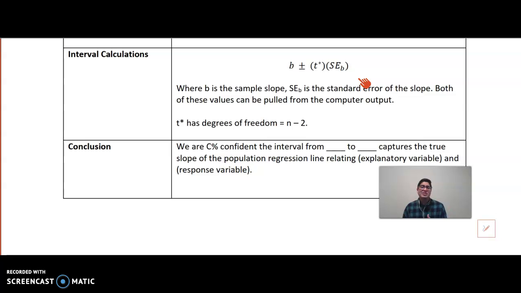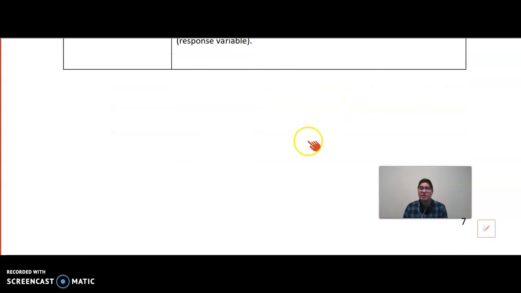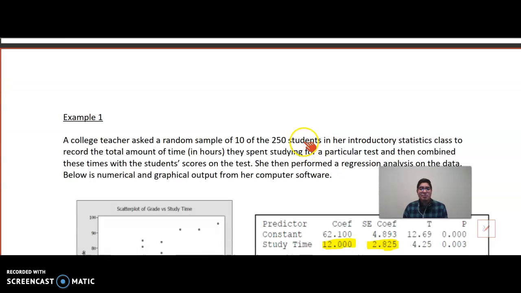And then the interpretation has not changed. We're still C% confident the interval from blank to blank captures the true slope of the population regression line relating our explanatory to our response. So let's take a look at an example here.